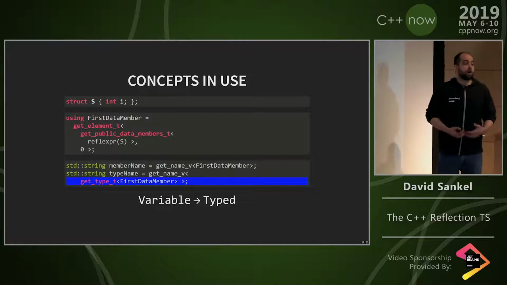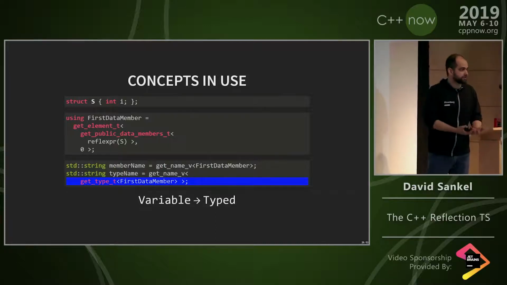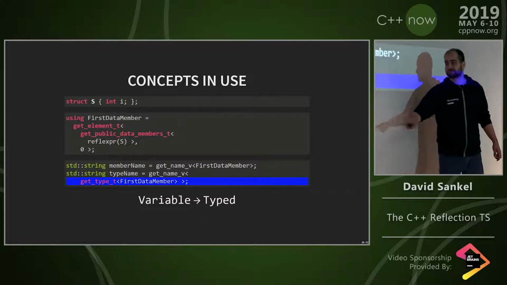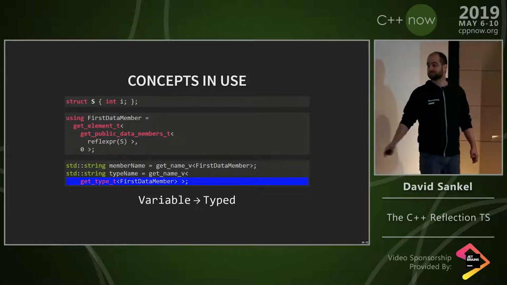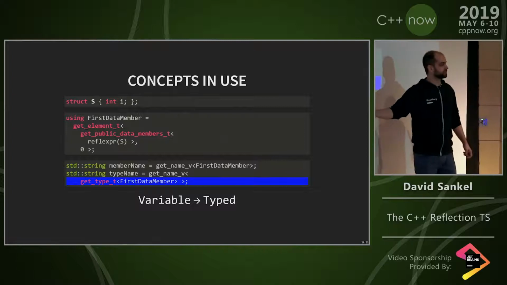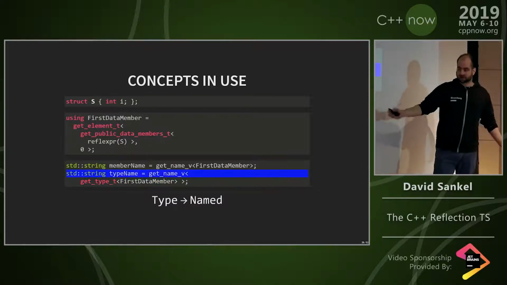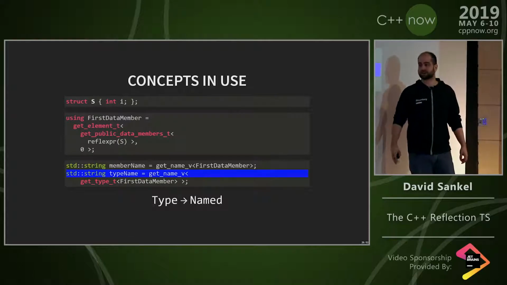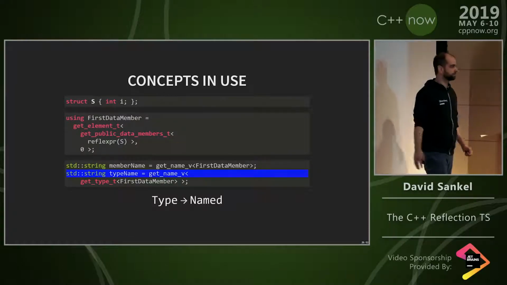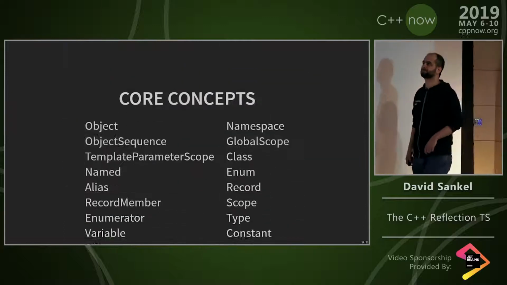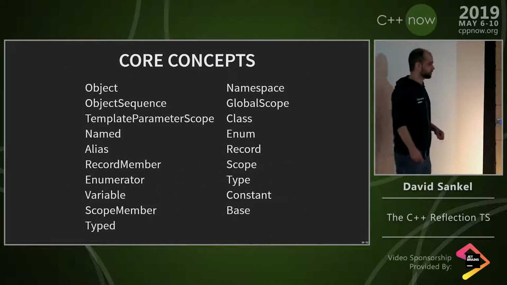The first data member is also a variable. It also satisfies the variable concept. And all variables satisfy the typed concept. And if you have a typed concept, you can call get type to get the meta type for that type. And then all types also satisfy the named concept, which means I can call get name. It should sound kind of familiar in terms of how object-oriented programming works. So these are the core concepts.